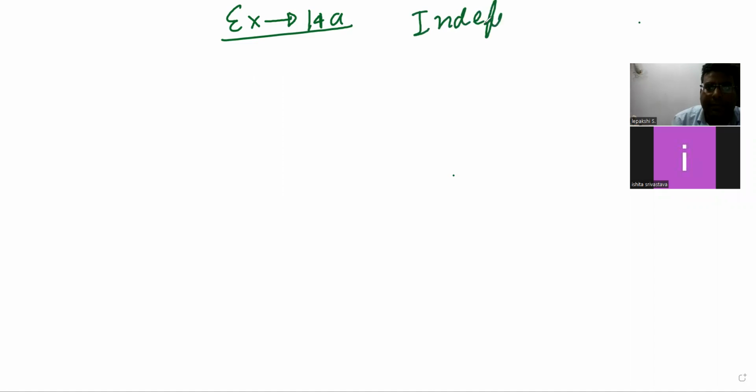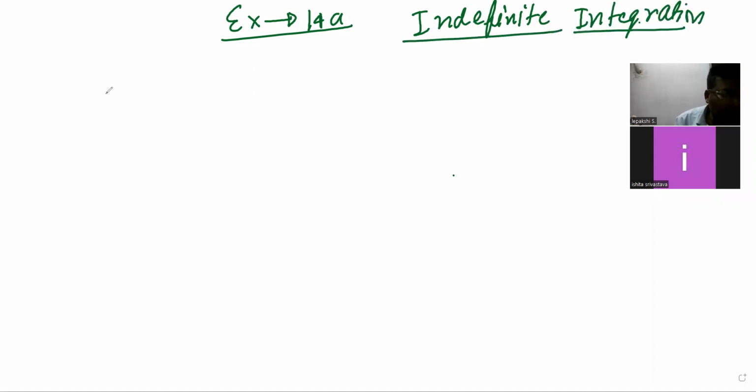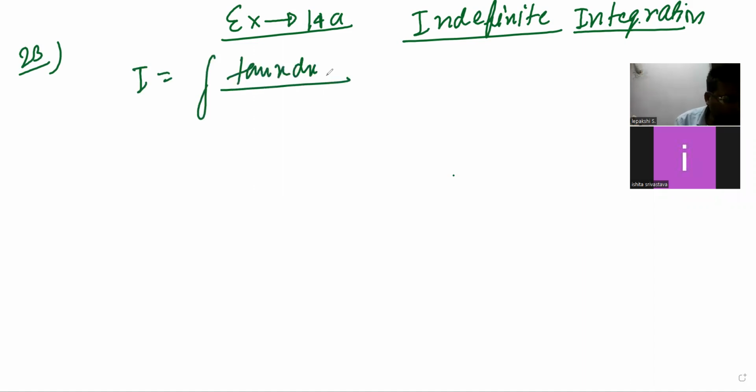So we were solving exercise 14A of indefinite integration. Let's see the question number 23. It is I equal to integration of tan of x dx divided by sec of x plus tan of x. So we will rationalize here.